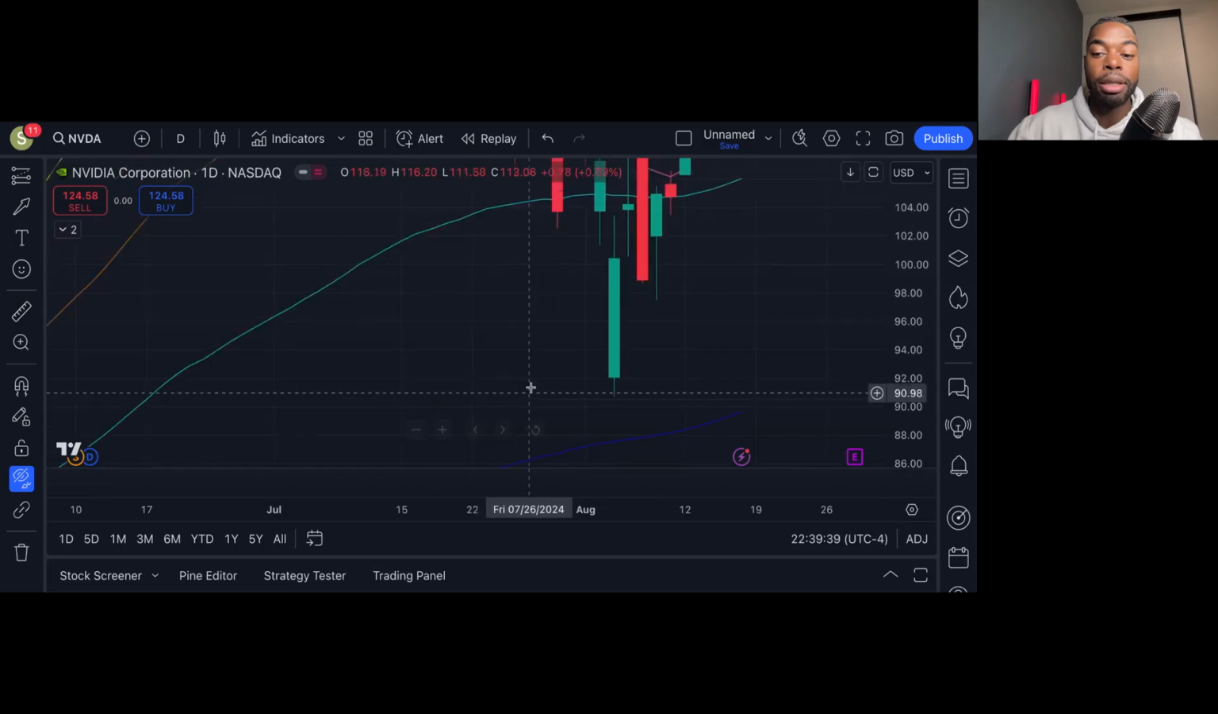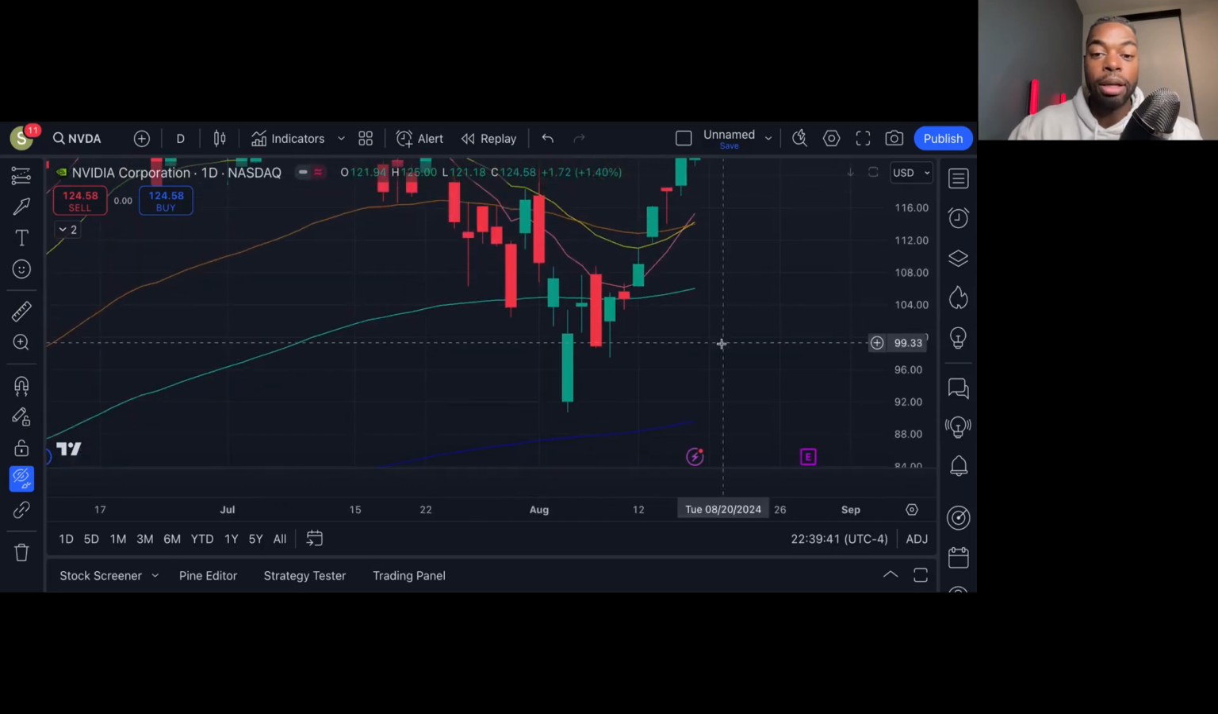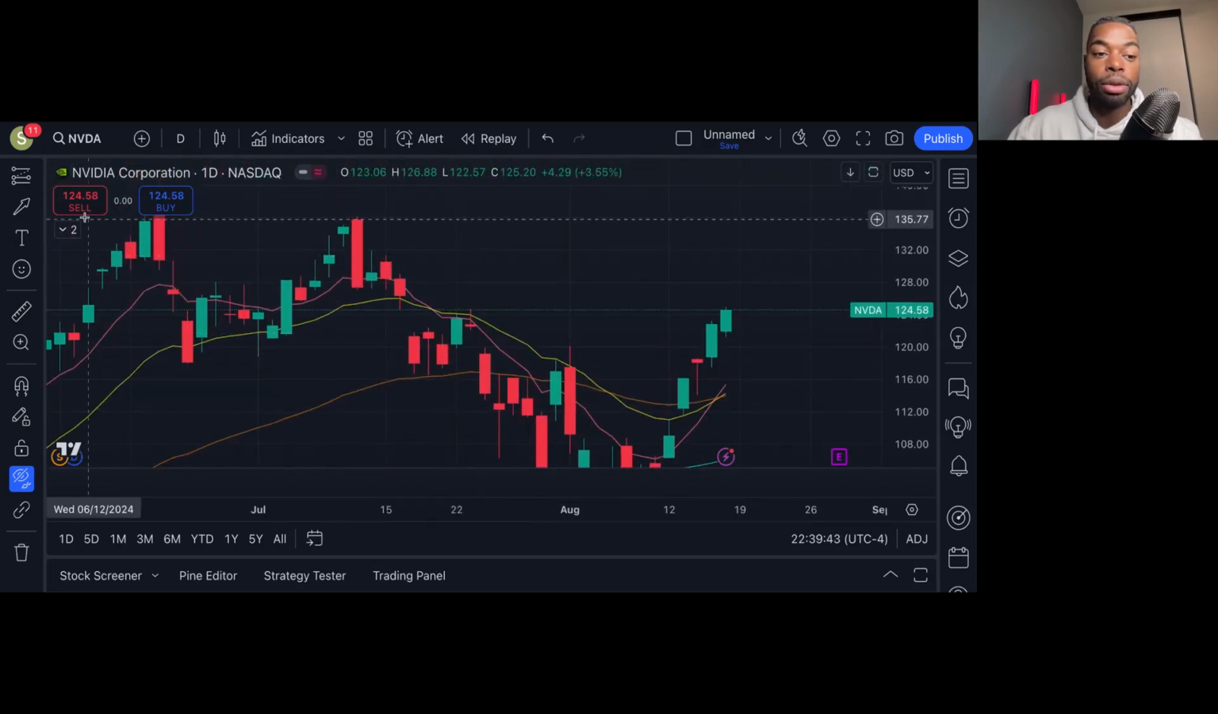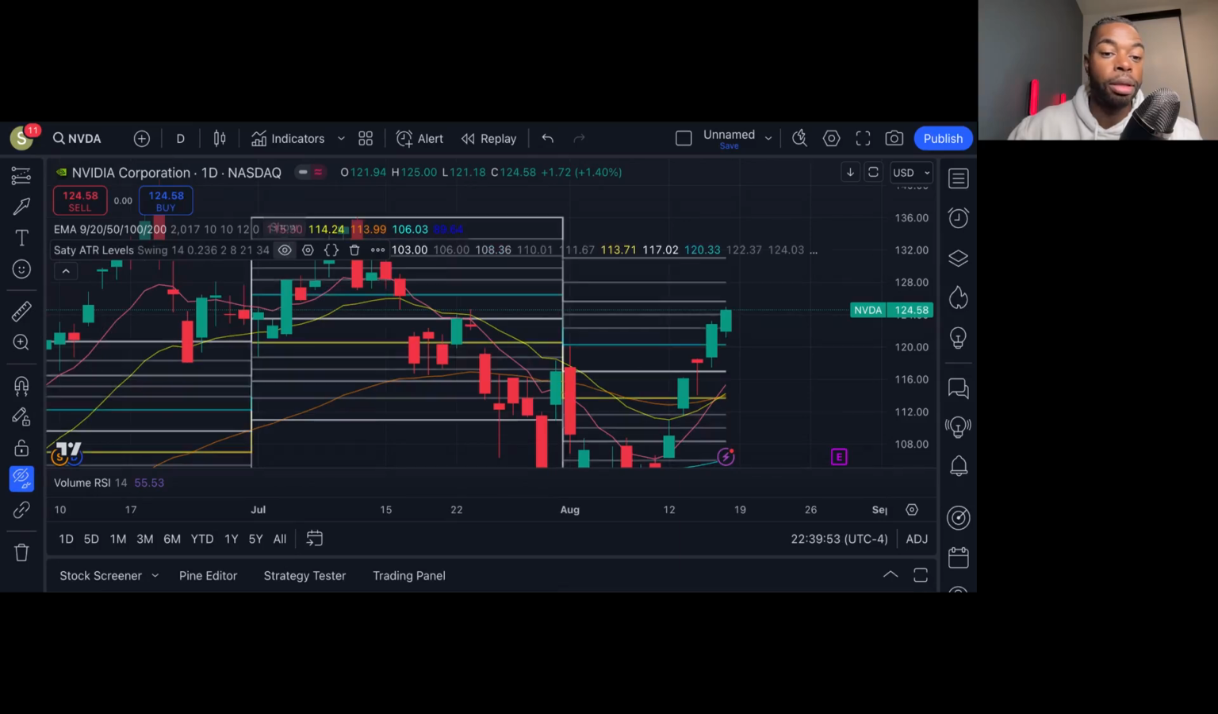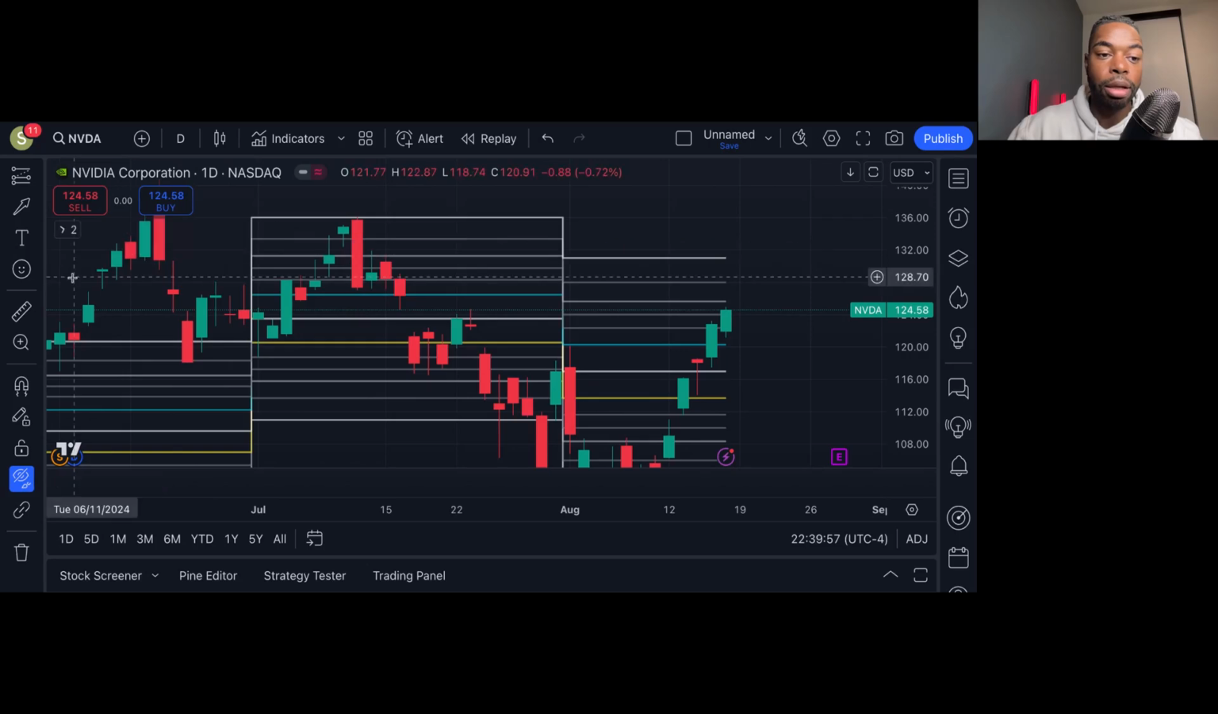All right, the 50 MA is this orange line, the 100 MA is the blue line, and the 200 MA is this dark blue line. Okay, the 9, 50, 100, 200. That is the first indicator I use. It's an overlay indicator. They're lagging indicators, I know, but they give you a lot of good information on where price is going.